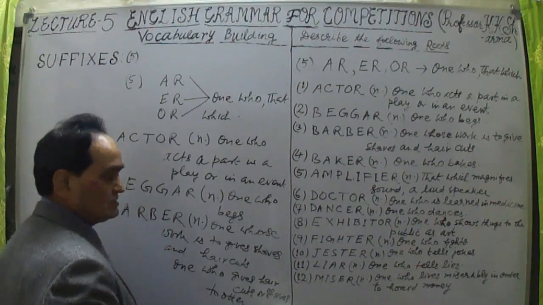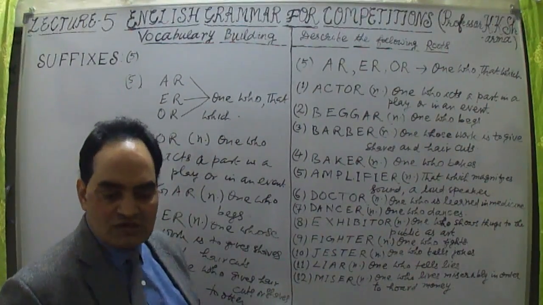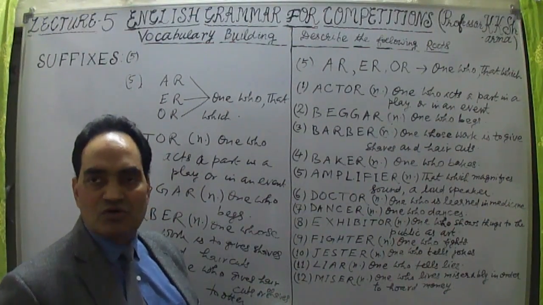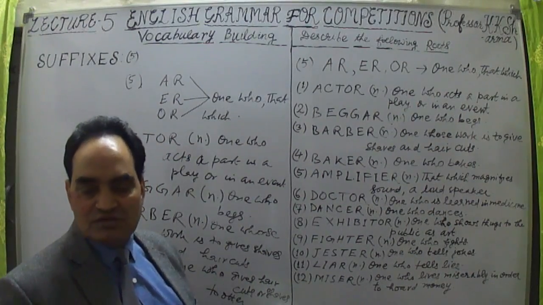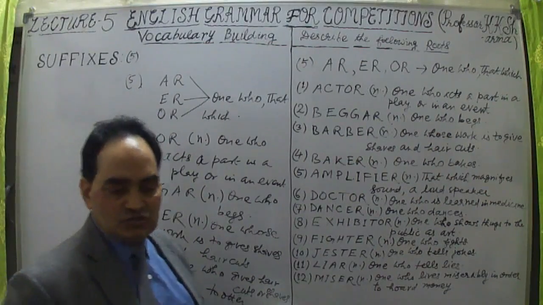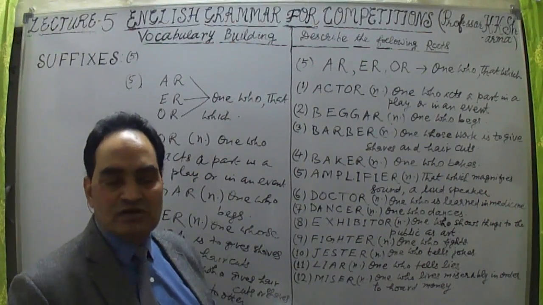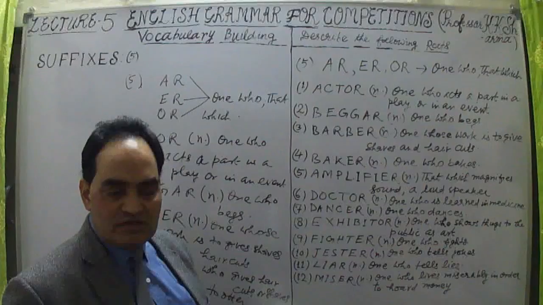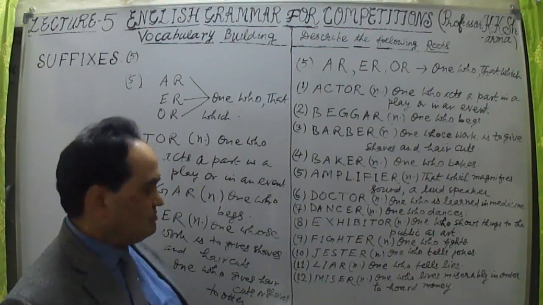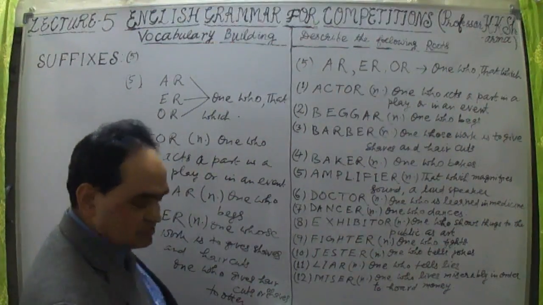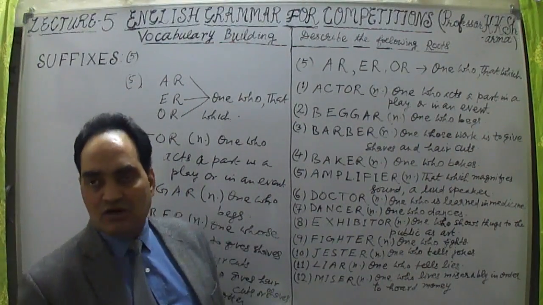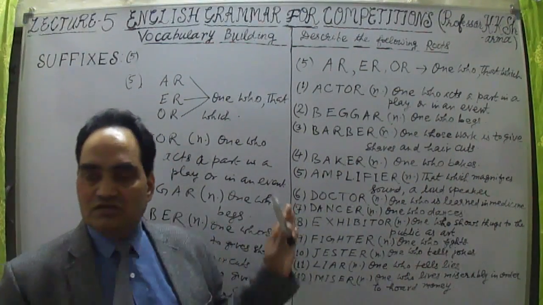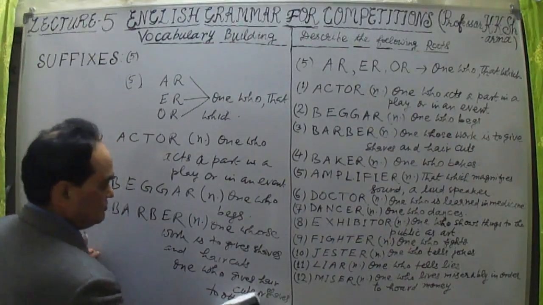So three words we have taken. Barber, one who gives haircuts to others, one who gives shapes to others, or one whose work is giving shape to others. Shape means shaving. So shaving and hair cutting work is his activity. That person is a barber. So barber, actor, beggar we have taken. Now you can remember how ER, AR and OR, all these three suffixes are used in these three words. Now you have just got the point.